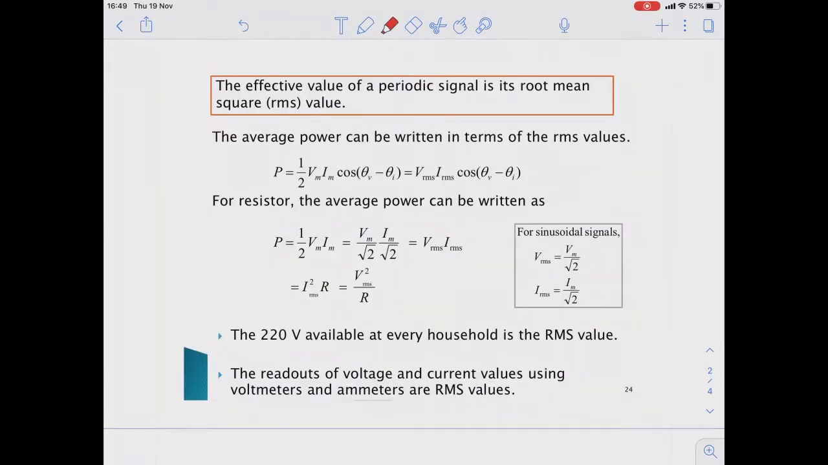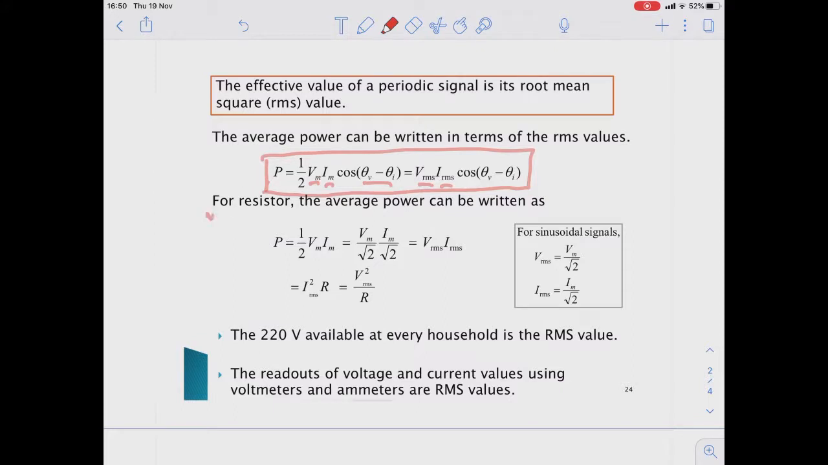So in summary, the effective value of any periodic signal is its root mean square value, and the average power can be written in terms of the maximum values, V max I max, which is equal to 1 over 2 V max I max cosine theta V minus theta I, and it can also be written in terms of RMS values, V RMS I RMS cosine theta V minus theta I.